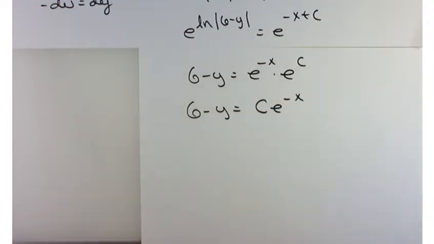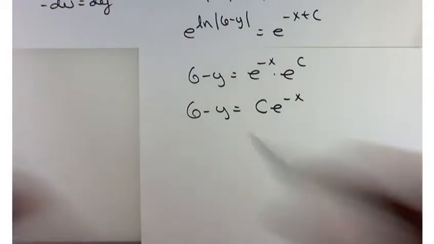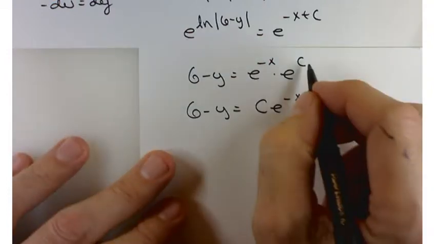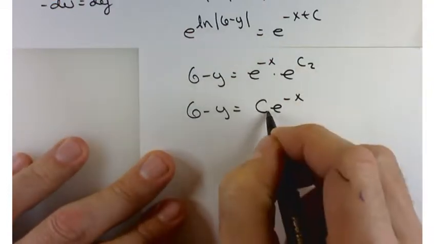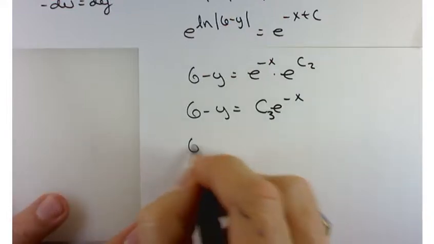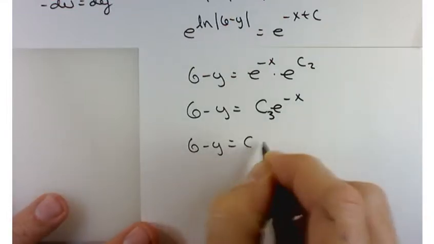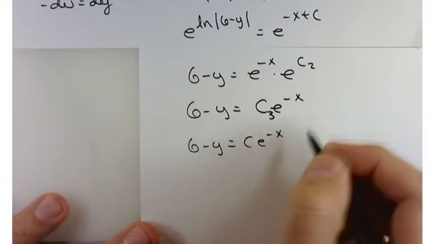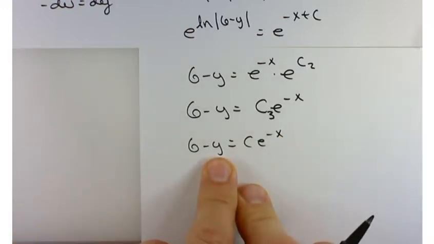Now, like I said, you can label these things differently. You could say, all right, well, that's C2. Now this is C3. Fine. Bottom line is it's still a constant. I'm just going to call it C. I'm not going to worry about differentiating them from one another. It's still a constant. I want to solve for y.